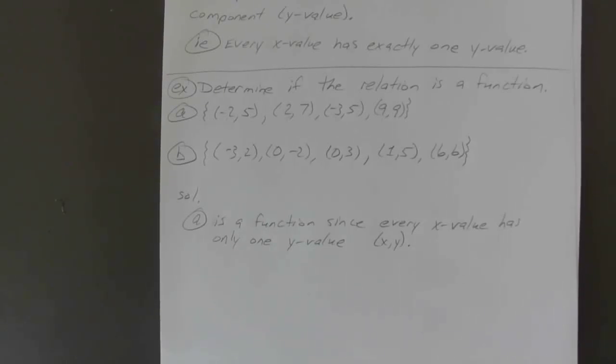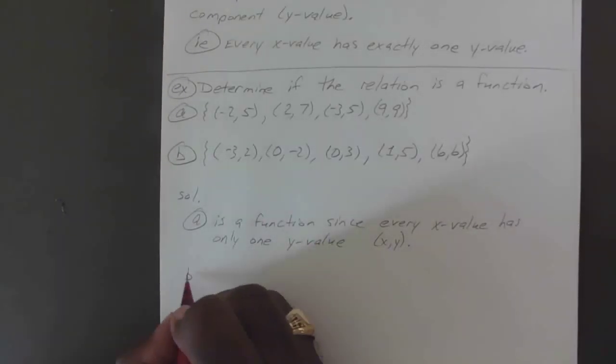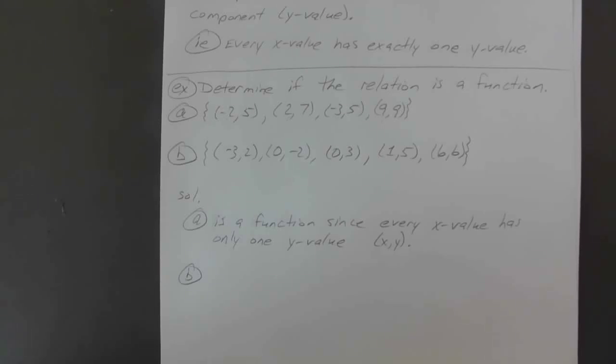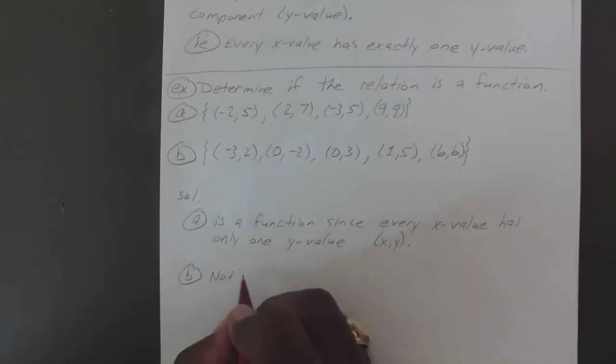Okay, so we try the same thing with B. So is B a function? No. Nope. Why not? Because it has two zeros in it. Exactly, because 0 has more than one y value. Okay, so you know it's not a function.